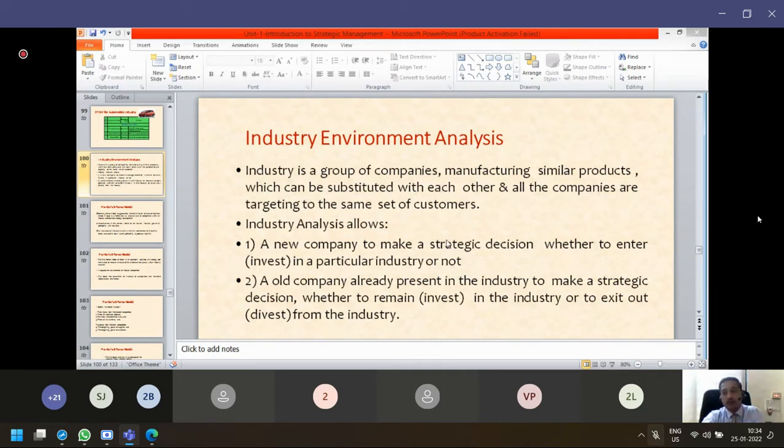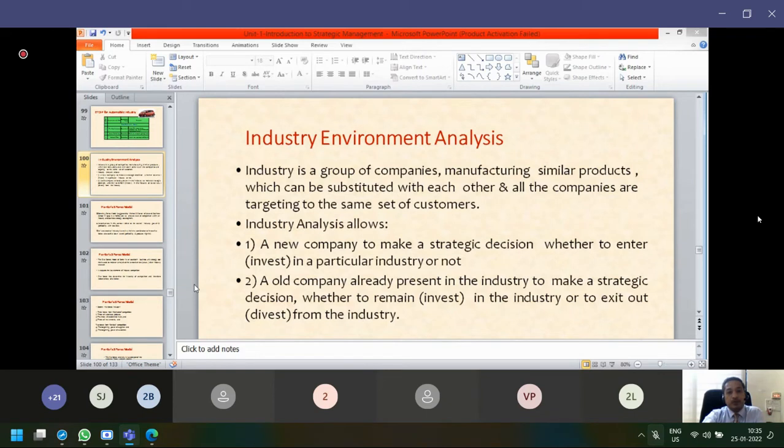So if we do environmental analysis for a particular industry, then it can help a new company decide whether to enter that particular industry or not. For example, if we are doing an industry analysis for the automobile industry, then on the basis of that analysis you can make a decision whether to enter that industry or not, whether it will be beneficial to enter that industry or not.